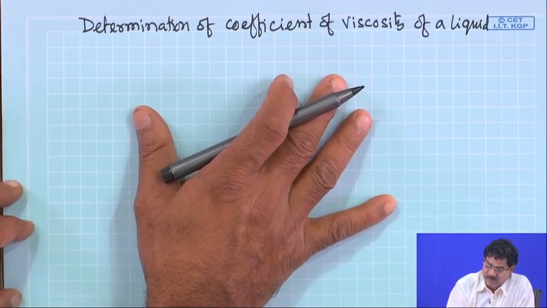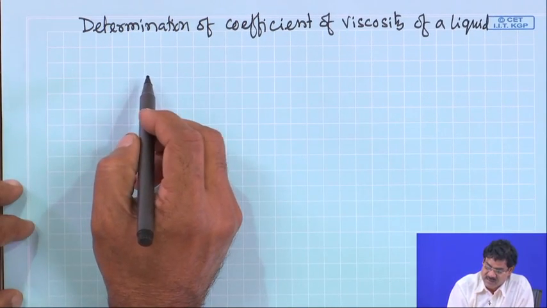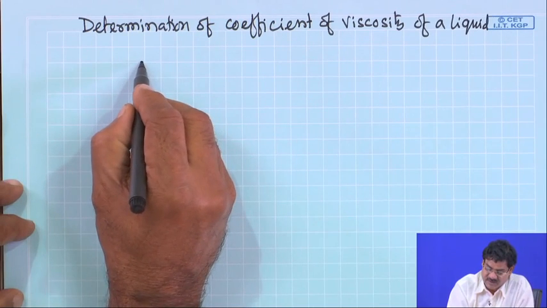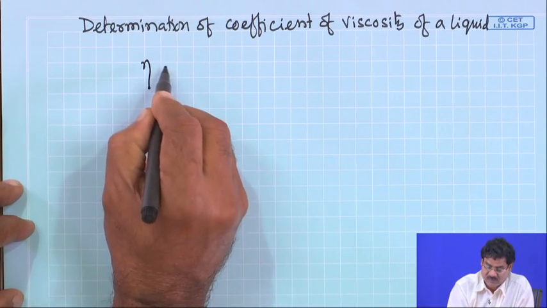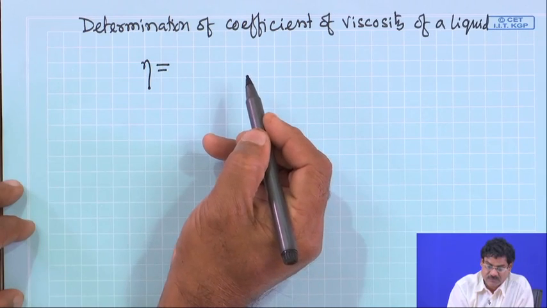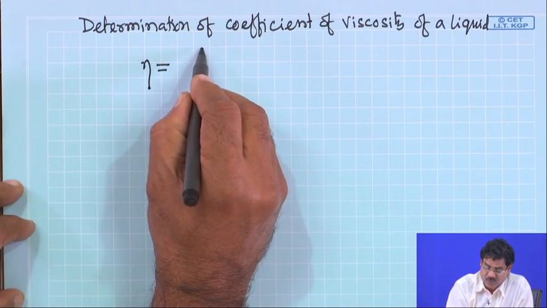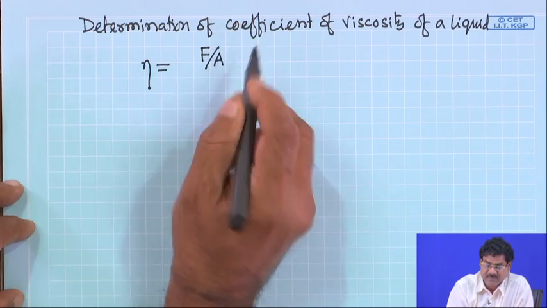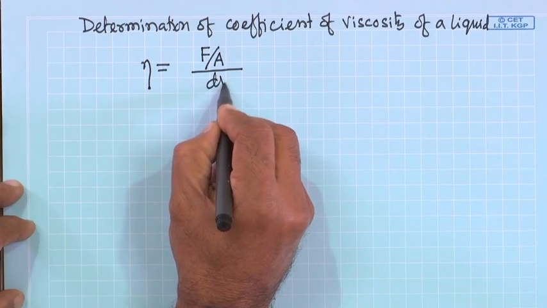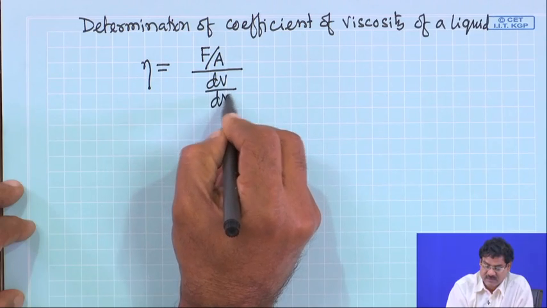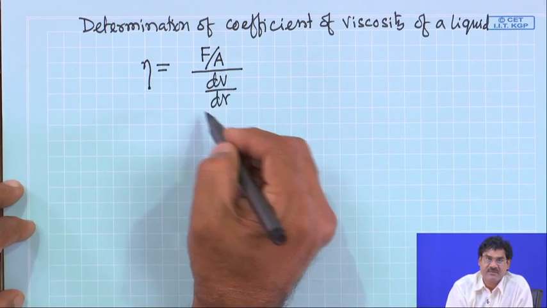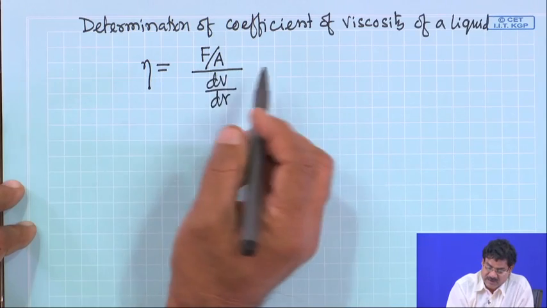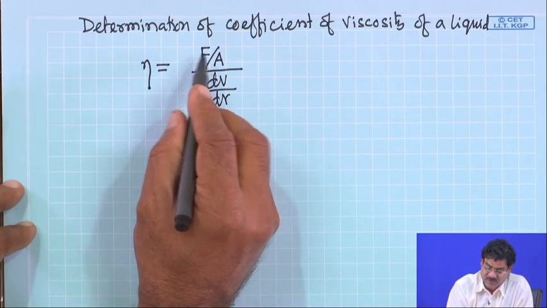So, this definition of viscosity, the coefficient of viscosity, say it is eta, it is equal to viscous force per unit area divided by dV by dr, that is the velocity gradient. Okay. And one negative sign is there. Okay.